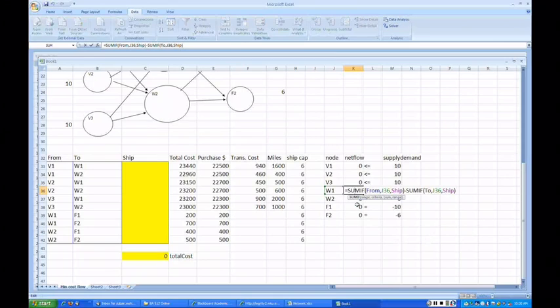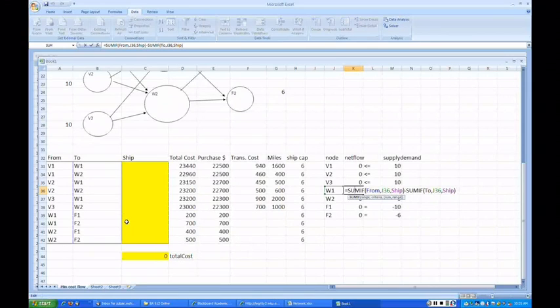Now here, SUMIF from. Go to the from list and then take J36. J36 is W1. Go and take only those W1s. These are the two places. Sum what basically goes out in these two cells here, that is ship. Look into that one.